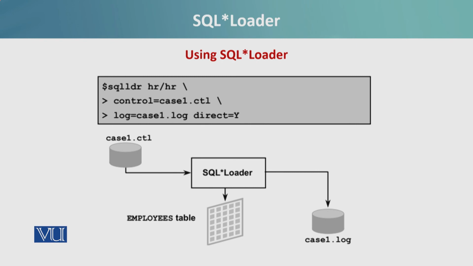We will look at a SQL Loader example at the operating system command prompt. We will use sqlldr by giving user and password. We will give the control file and the log file where it will be saved, and how we can do direct load. So from the CTL file, we will use SQL Loader, and this SQL Loader loads the data into the table, and it will produce the output in the form of a log file.